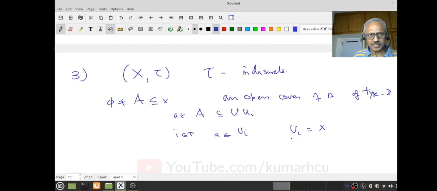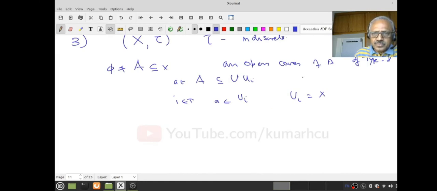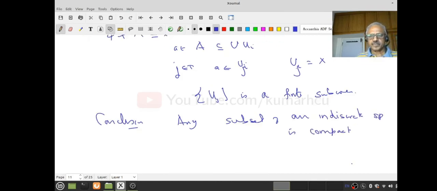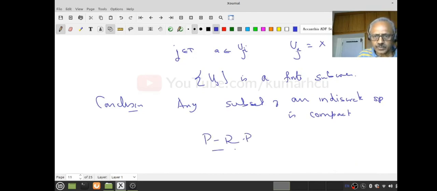Again, do you see that I am not worrying about subspace topology, I am working only with open covers of type 1. So if there is an open cover, then there exists one of them which must be all of X. That means a finite subcover. Let me call it U_J if you want. So the singleton {U_J} is a finite subcover. So what is the conclusion? Any subset of an indiscrete space is compact. Okay, pause, review, proceed.